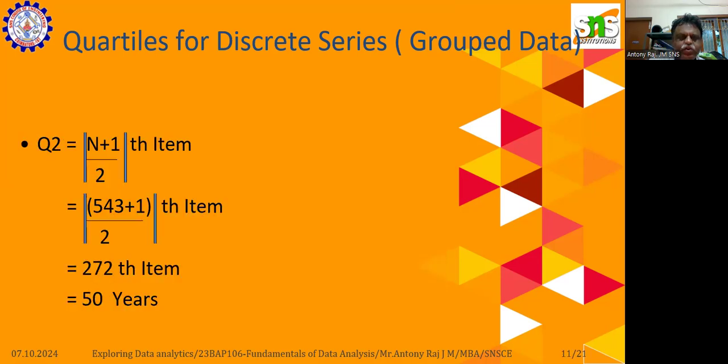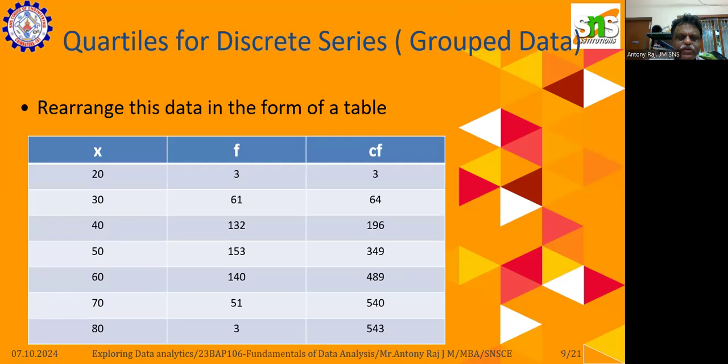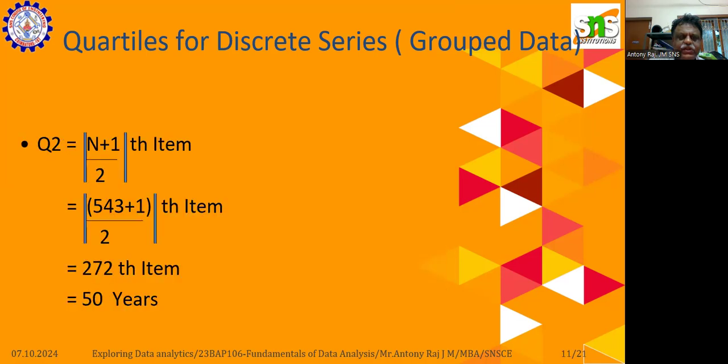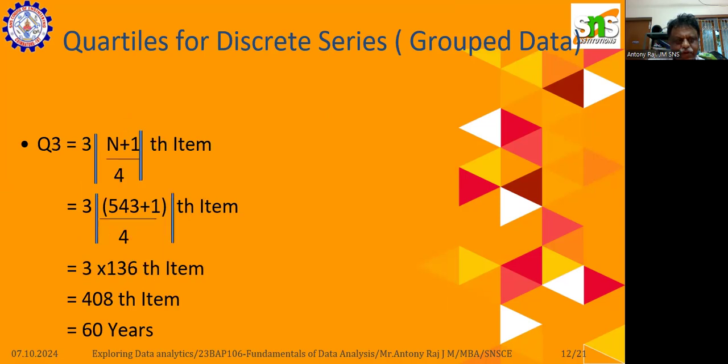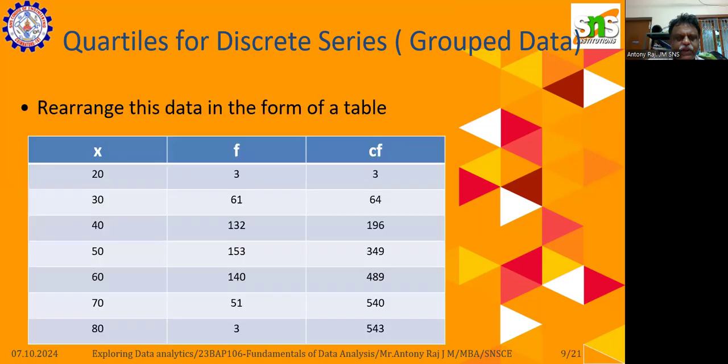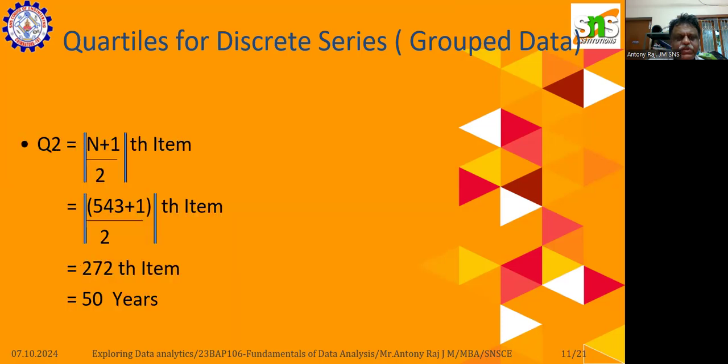Like that, quartile 2 is the (n plus 1) by 2th item, 543 plus 1 by 2, which is 272. Going back to the table, 349 is the value just crossing 272, so the corresponding data point is 50. So 50 is the quartile 2 value. Quartile 3 is 3 into (n plus 1) by 4th item, so 3 into 136 is 408. For 408, the cumulative value 489 is just crossing it, so the corresponding data point 60 is the quartile value. So Q3 is 60 years.